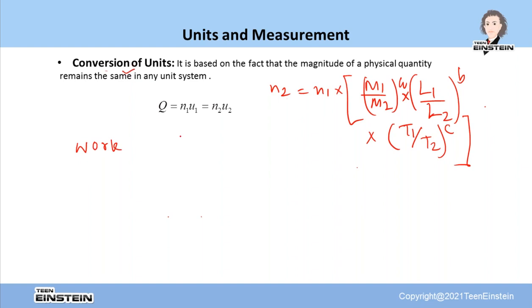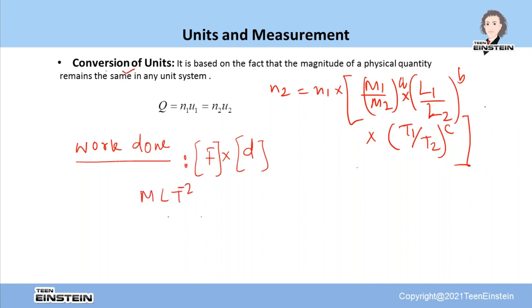Suppose work done. First of all, in this case you need to know what A, B, C are. That means you need to know the dimension of work done. I know the dimension of work done will be the dimension of force into displacement. By now you might know the dimension of force is M L T to the power minus 2, and the dimension of displacement is L. So finally the dimension of work done is M L squared T to the power minus 2.